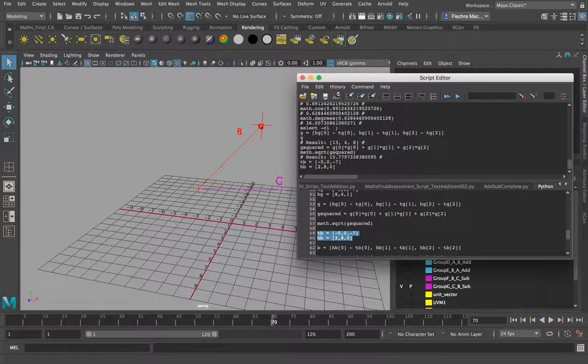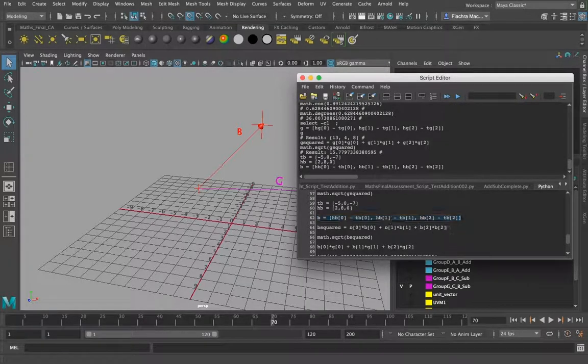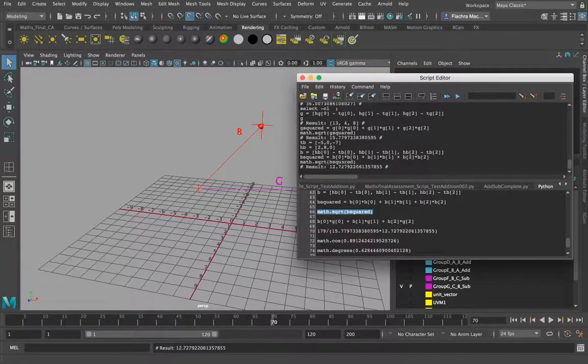And running a similar operation here for b. Finally, we can get the magnitude for b. Okay, so next we are going to multiply the x points of b and g and add that to the multiplication of the y points of b and g, and then add that to the multiplication of the z points of b and g. And that'll give us 179.